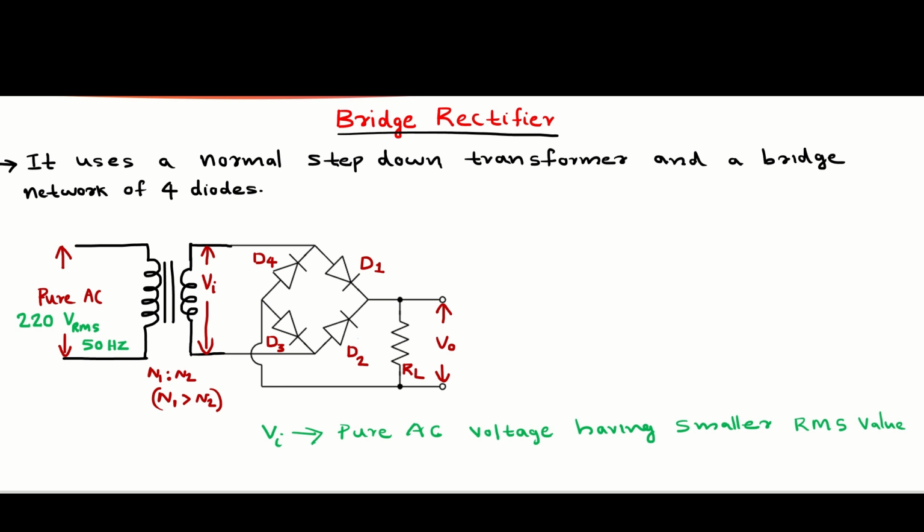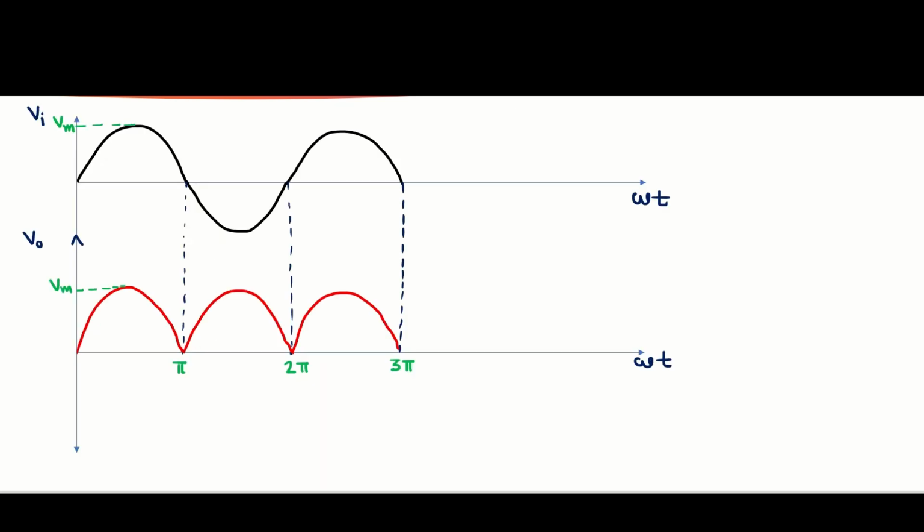So this voltage is applied to the diode. Now we are going to see the working of the bridge full wave rectifier. Here I am showing the output waveform. I will explain that, don't worry.